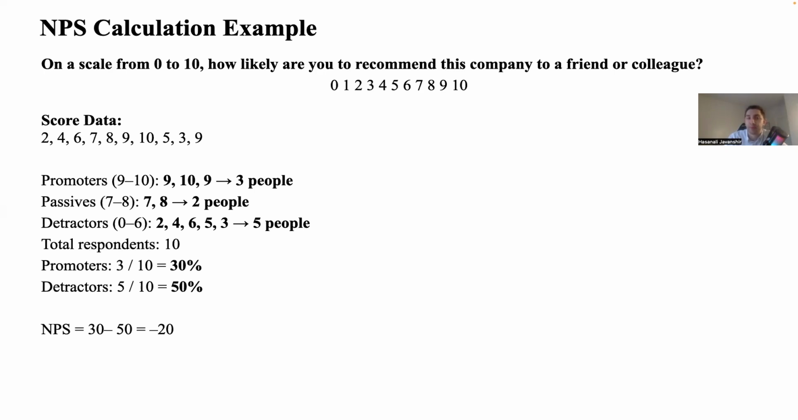And then we find our passives, 7 and 8. There we have 2 people who gave 7 and 8, and then the detractors, which is the remaining 5 people. Since the total respondents are 10, in this case the 3 people make 30% and the detractors, 5 people, make 50%. And NPS will be 30 minus 50, and we will have -20, which is not a good score.